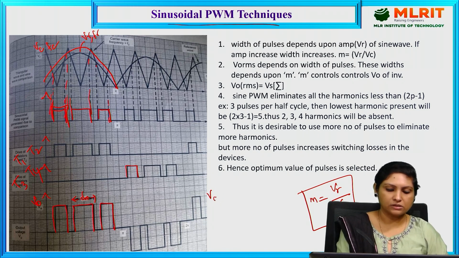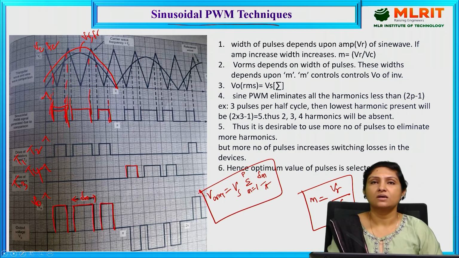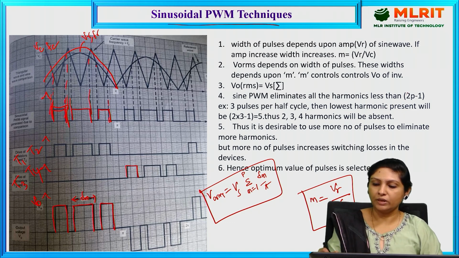And here in the sinusoidal PWM technique, V0 RMS is given by the formula Vs times the square root of the sum from m equal to 1 to p of delta m by pi. That is nothing but your V0 RMS of the sinusoidal pulse width modulation technique. And here the sinusoidal pulse width modulation technique eliminates all the harmonics which are less than 2p minus 1.